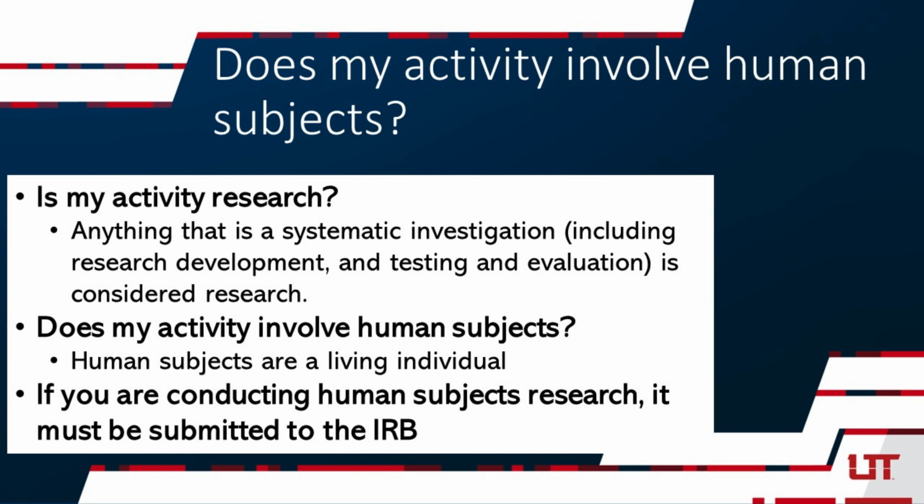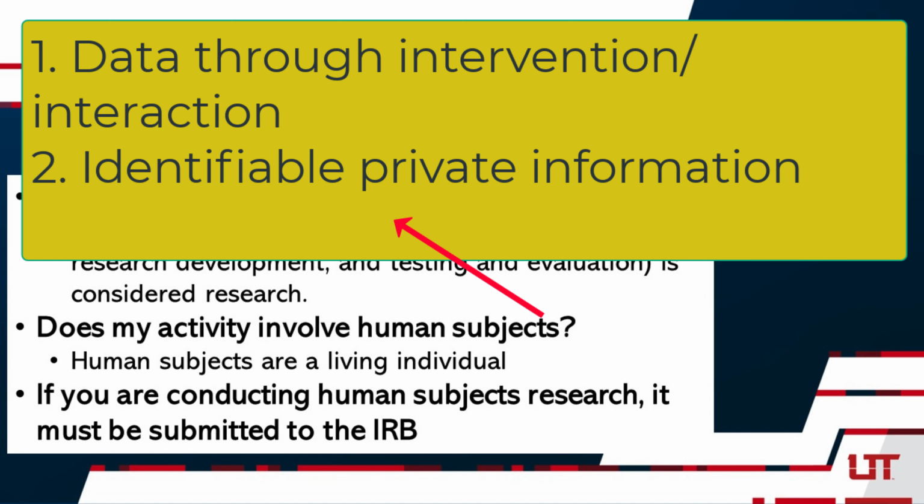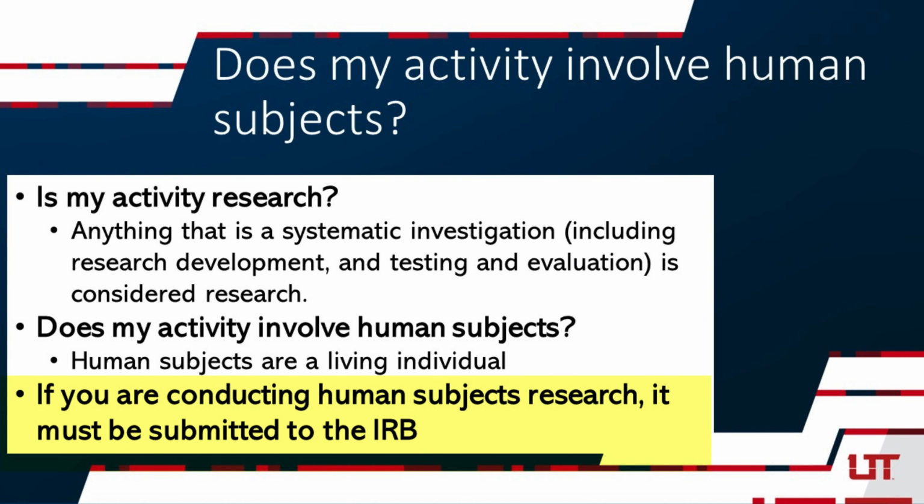DHHS regulations define a human subject as a living individual about whom an investigator, whether professional or student, conducting research obtains 1. data through intervention or interaction with the individual, or 2. identifiable private information. All activities that constitute human research that are performed by Utah Tech employees and students must be reviewed and approved by the UT IRB or be certified exempt from IRB review prior to initiation.